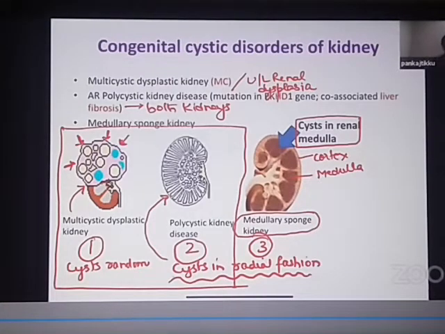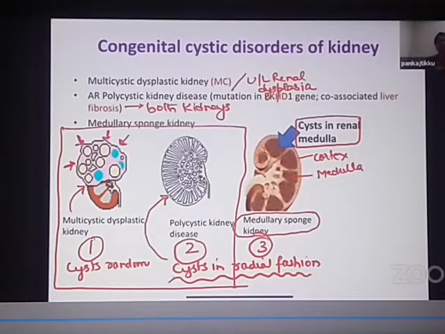So I'll repeat the differences once again. Multicystic dysplastic kidney, which is the most common congenital cystic disorder. This is the type of disorder which is not familial. Polycystic kidney disorder usually is familial. Which type of inheritance? Autosomal recessive.